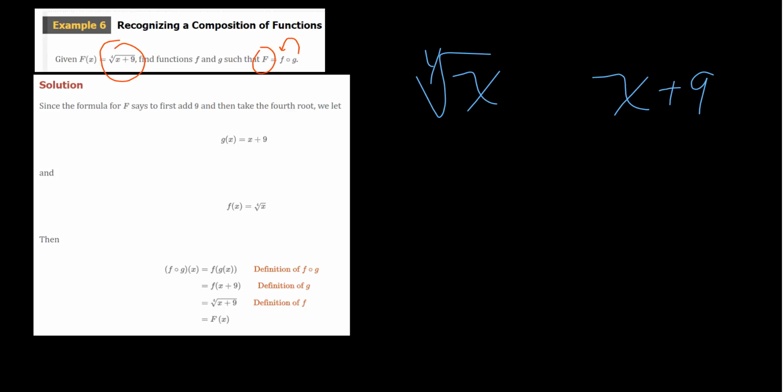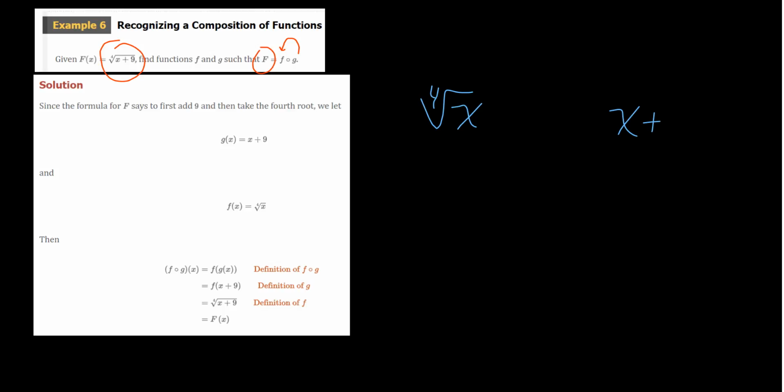And then all this becomes is, if this was f, let's write it a little bit smaller and neater. So the 4th root of x, and x plus 9. Okay, that's what we said we can break it down into.